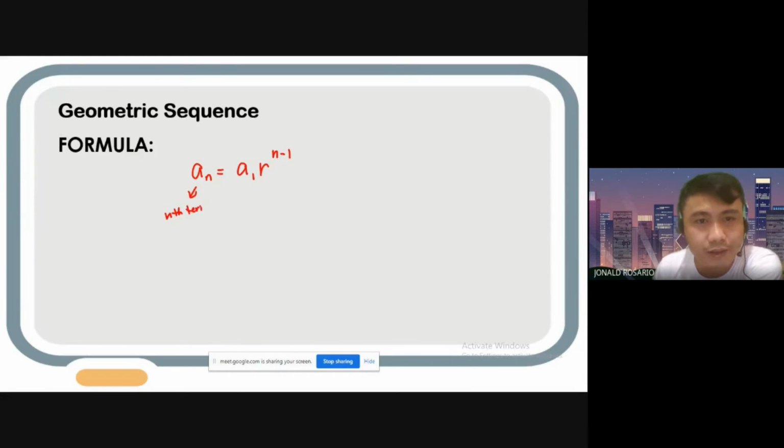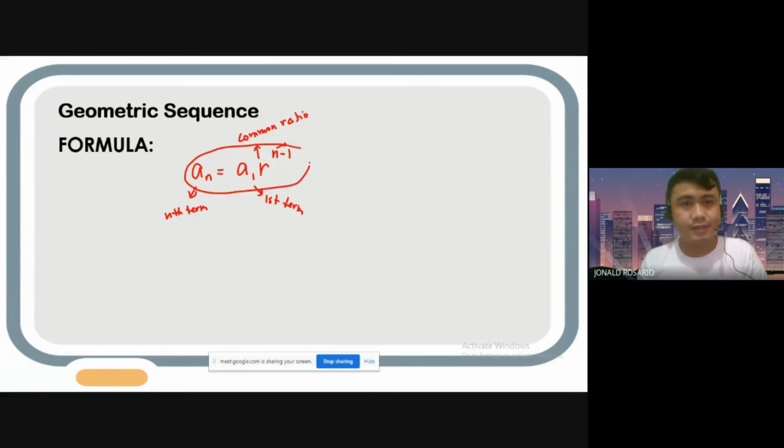The nth term. A sub 1 is the first term. R is the common ratio. And n is of course the position of our term. Bawasan natin ng isa. Okay, so this is the formula for our geometric sequence.